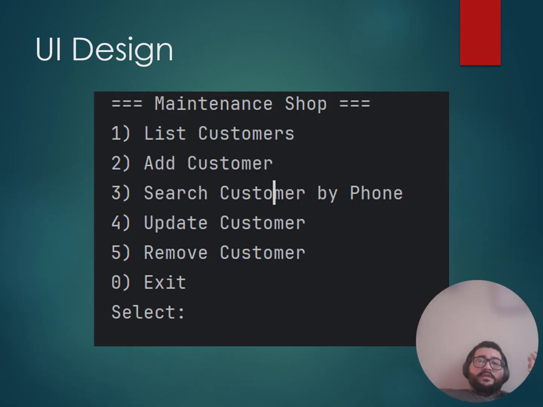So this slide is showing us our UI design and our updated list, right? So we have the maintenance shop, list customers, add a customer, search customer by phone, update customer, remove customer, and obviously exit. So you're going to go down here, select one of these choices, and just follow the prompts and input the data that's being asked for.